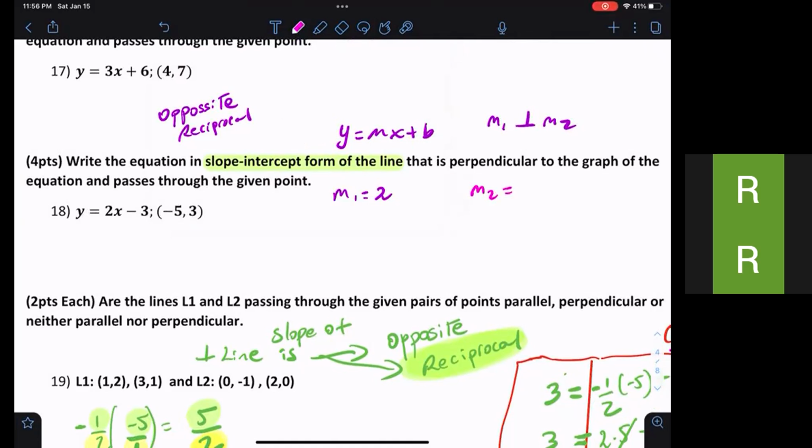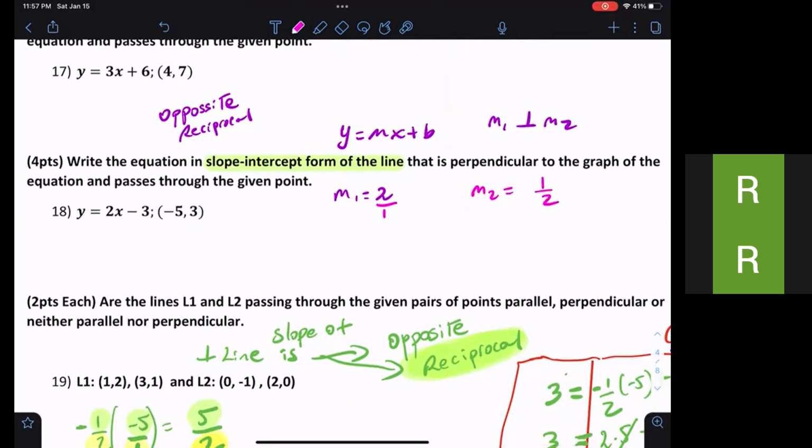What is the reciprocal of 2? Remember, I can write this as 2 over 1. So that's going to be 1/2. And the opposite means the sign changes. The sign in the first slope is positive 2. So here it has to be negative 2. Negative 1/2, I'm sorry, right? So that's the difference. So opposite reciprocal means you flip the fraction, right?